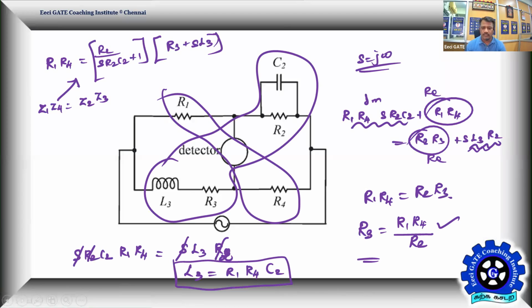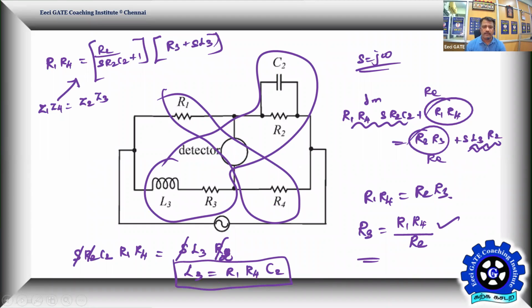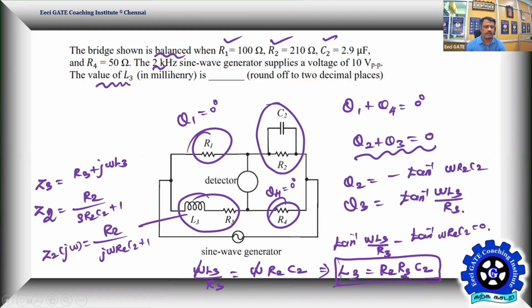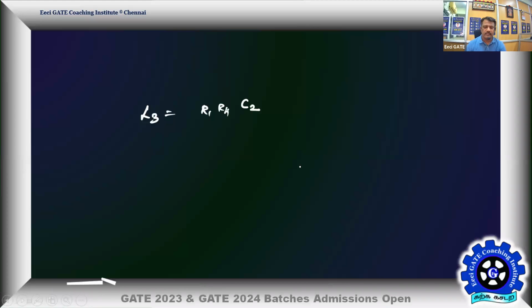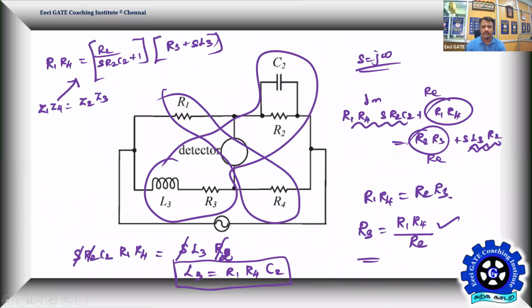Let me have a small check. Okay, seems to be fine. So let us get the values. R1 is 100. What value are we looking for? R4 as well. Okay, R1 is 100 ohms and R4 is 50 ohms. And C2 is given as 2.9 microfarad. That's all.